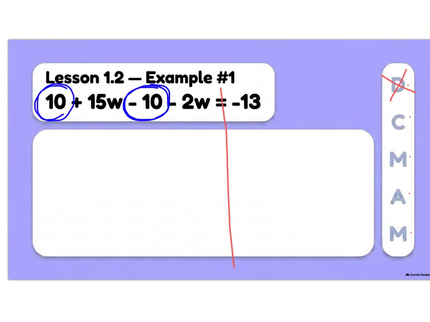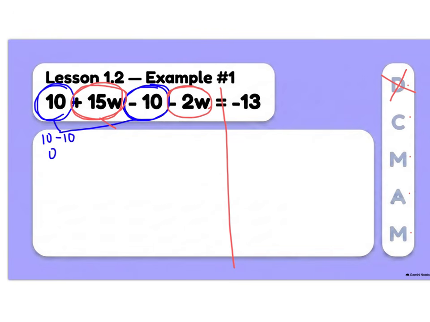And then now let's look at what else I have on this side. So I have something with a W, so I have 15W. Do I have anything else with a W on this side? Yes, I have this negative 2W. Okay, now I can combine these like terms. And as I said before, when you're calculating these, you just want to do exactly what the sign says in front of that number. So this is 10 minus 10, okay? 10 minus 10 is 0. So that means that those 10s will go away. And I don't necessarily have to write that on my next step when I rewrite my problem.